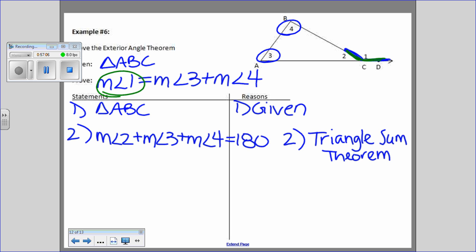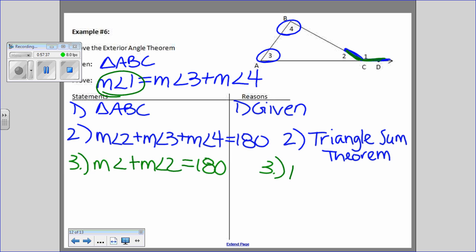They add to 180. So for step 3, I can say the measure of angle 1 plus the measure of angle 2 equals 180. And who remembers the reason I gave you in Unit 3, we talked about this, that when you have a linear pair, they add to 180. It is a linear pair. You got it? The linear pair postulate.